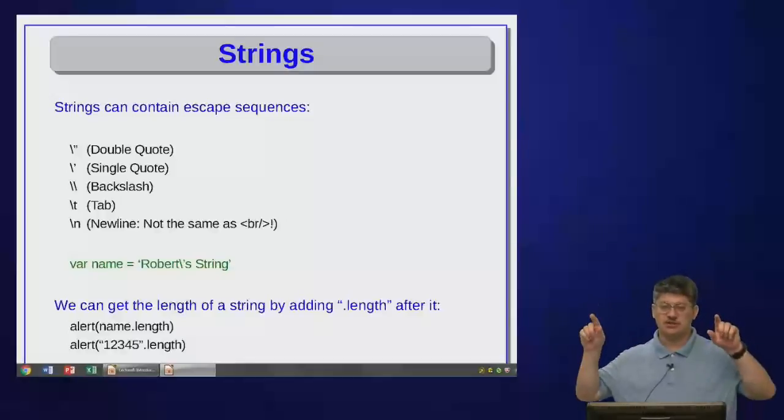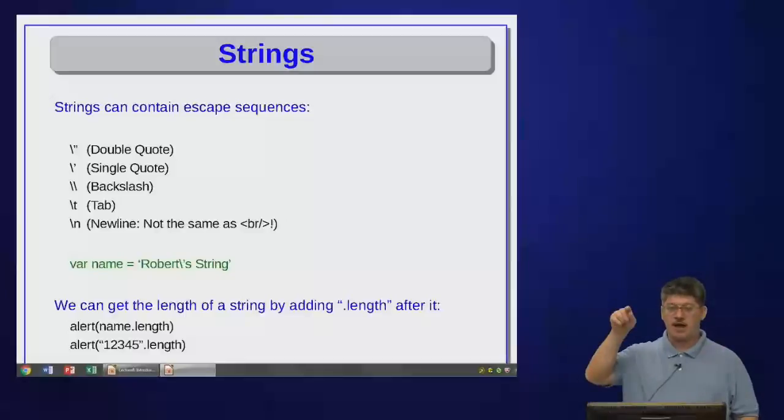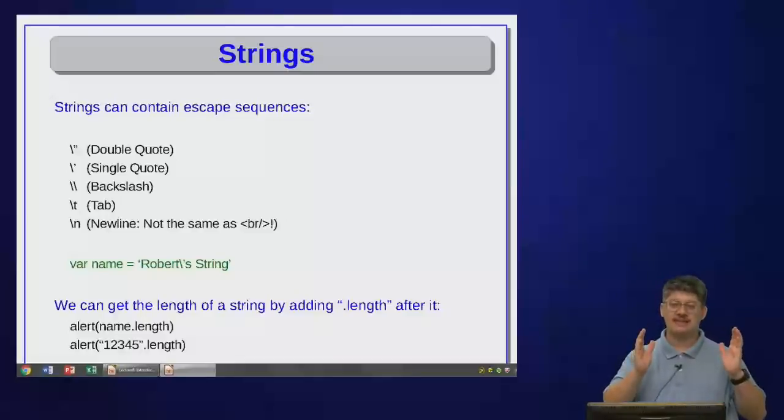But notice, because I use single quotes on the outside, to get the apostrophe between T and S, I have to put a backslash in front of the single quote, or it'll think that the string is just Robert and ends at the apostrophe. If I put the backslash in, that won't happen. It'll actually put a single tick in.